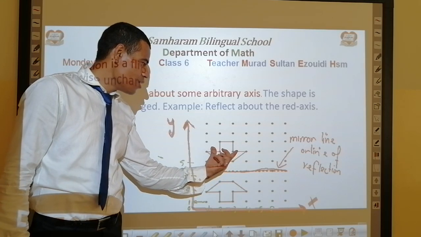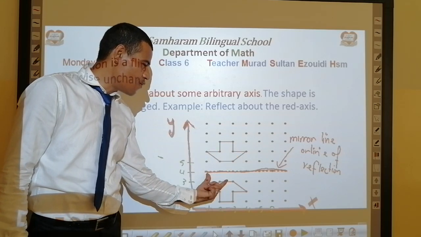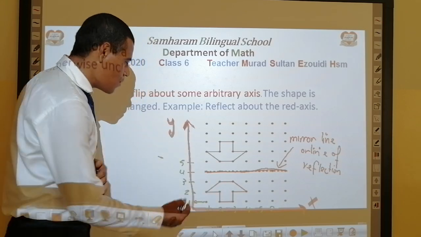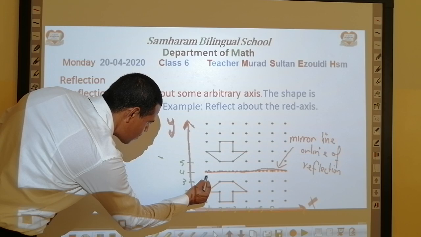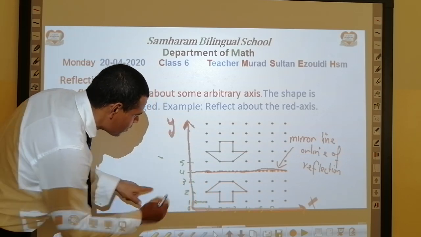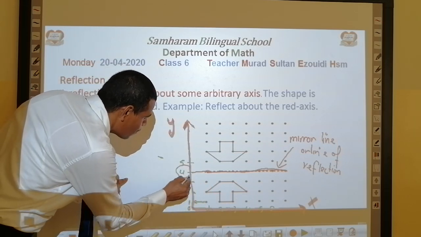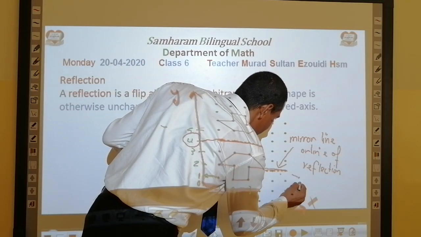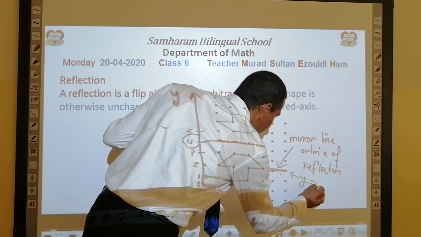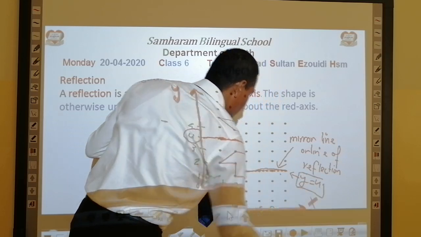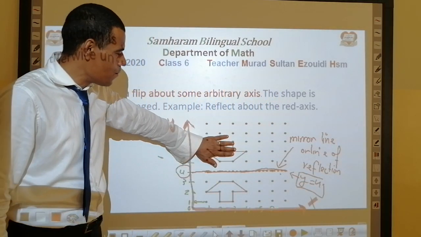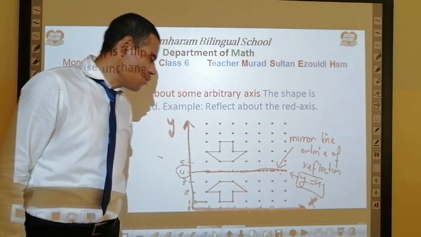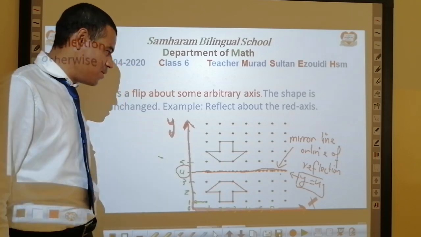So if we would like to transform this object after reflection, you need the line of reflection or the mirror line. So the equation of the mirror line is what? This is the y-axis. So y equals 4. The mirror line, my kids, here is this one. This line is y equals 4. So now the question is to transform this shape after reflection in the line y equals 4, and draw its image.